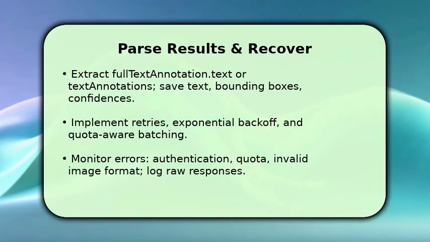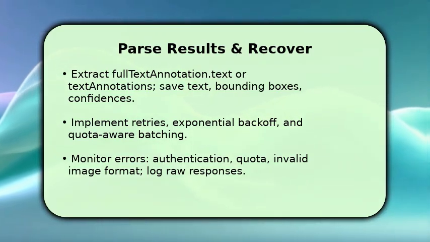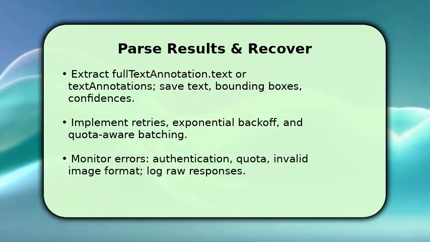You finish by parsing the API response into usable text and metadata. Prefer fullTextAnnotation.text for contiguous output and textAnnotations for per-block bounding boxes and confidence. Once parsed, save results, preserve page order, and normalize whitespace.